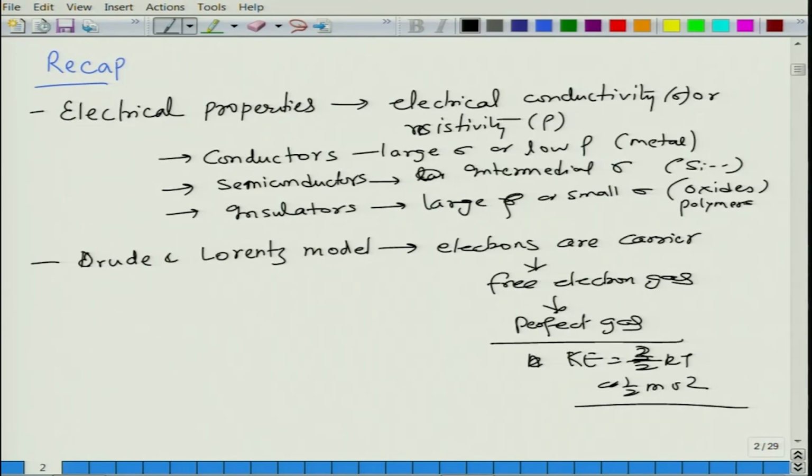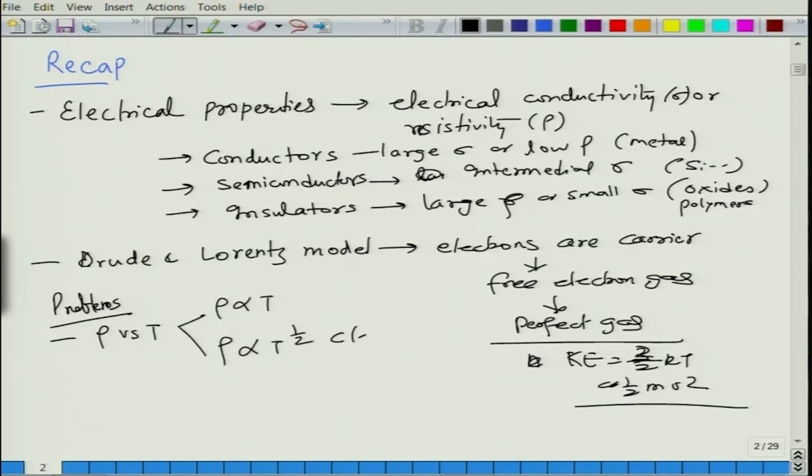But the problems arise. The first problem is the behavior of rho versus temperature. Experiment says that rho should be proportional to T, but the classical model says that rho is proportional to T to the power half. This is the classical gas model, and this is the experimental behavior.